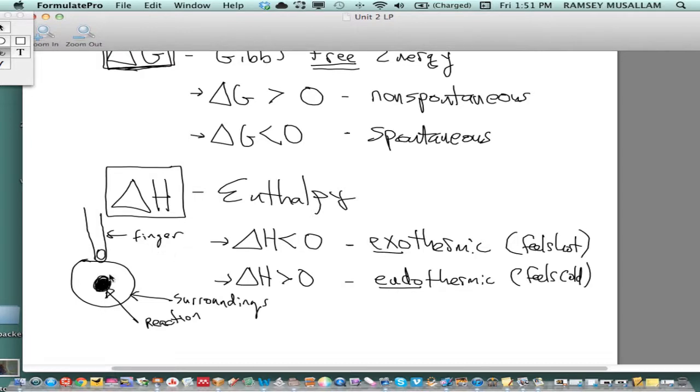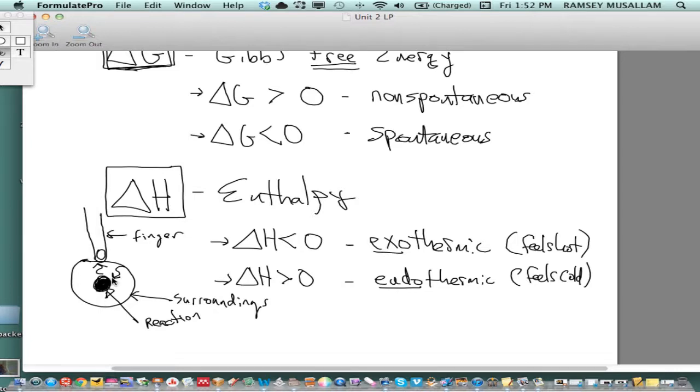So, if the reaction releases heat, what do you feel? You feel your finger getting what? Hotter. So that reaction is what? Exothermic. Great. Now, the opposite is true. If this reaction absorbs heat, what's your finger going to feel? Cold, because it's taking heat from the finger touching.